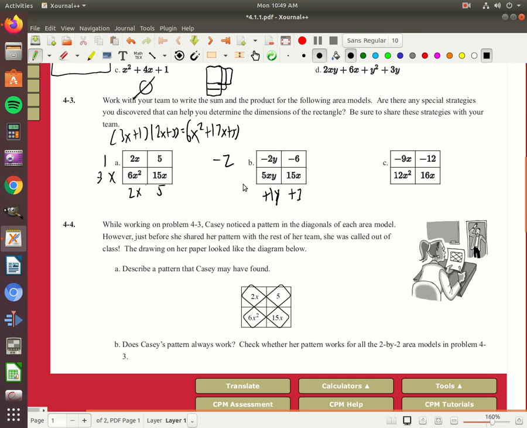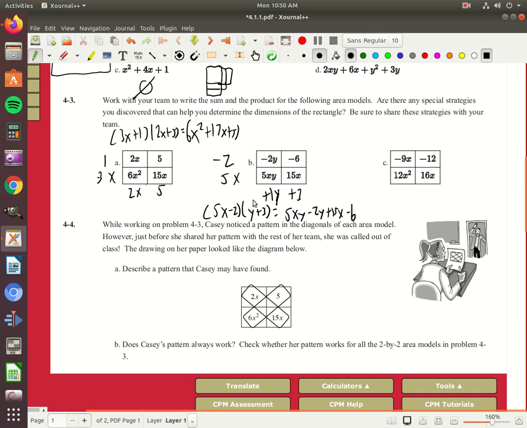Now, between a 5 and a 15, the biggest thing I can take out is a 5, and between an x and an x, the biggest thing I can take out is an x. So if we look here, I have negative 2 times 1y, negative 2 times 3, 5x times 1y, and 5x times 3. So if I were to write this, I could say 5x minus 2 times y plus 3 is equal to 5xy minus 2y plus 15x minus 6.